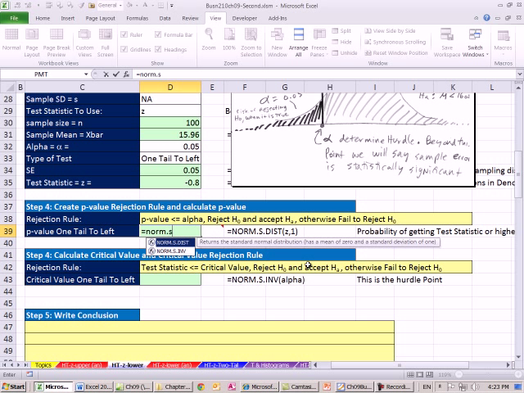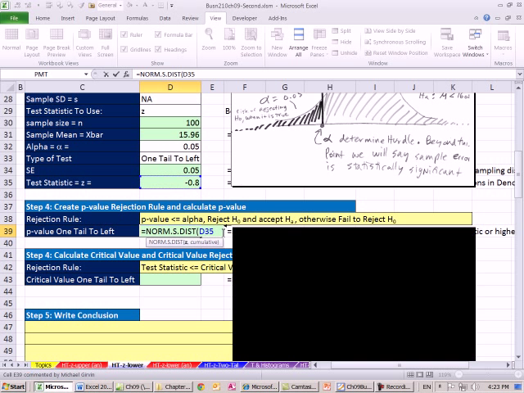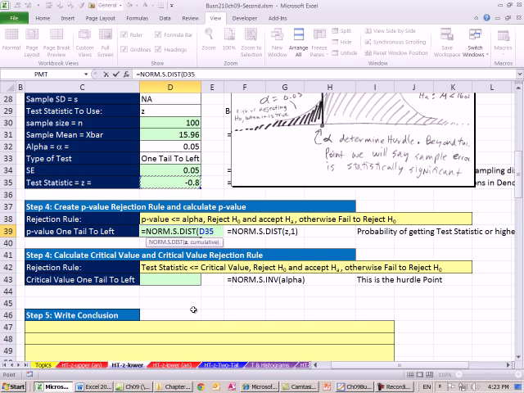NORM.S.DIST goes from z to probability. Inverse goes from probability to z. So I'm going to select DIST. It wants a z. And then comma 1. Now, remember, these normal distributions, it calculates from negative infinity all the way up to your z. So when I enter, wow, 0.21. So that's huge compared to our alpha.